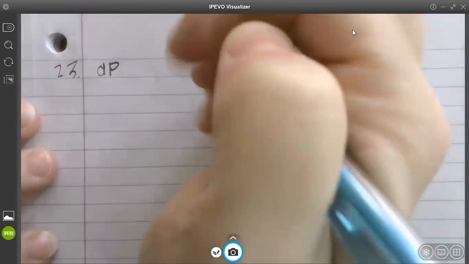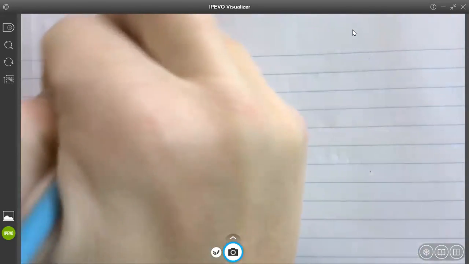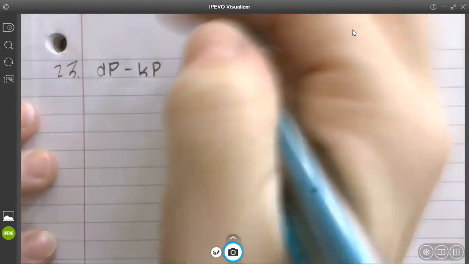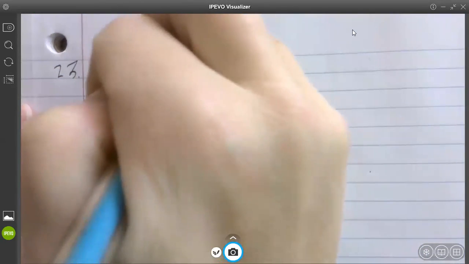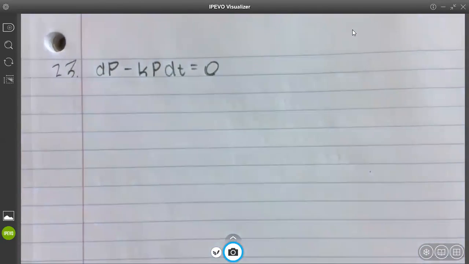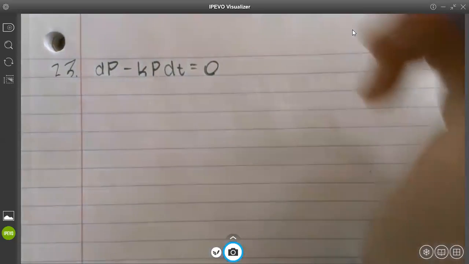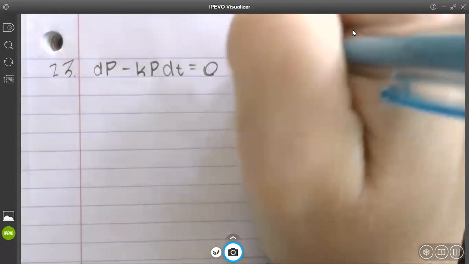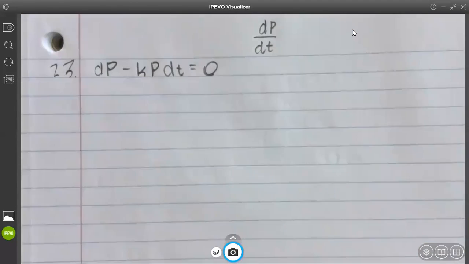So 23 was dp minus kp dt equals 0. Remember, your dp and your dt are what your ratio is. They just set it up differently this time. So what I'm talking about is this is what your y prime would be in this case. Does everybody understand that? All right, so we got to get our p's on one side and our constants and t's on the other side.